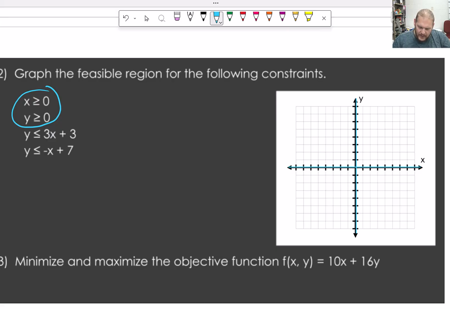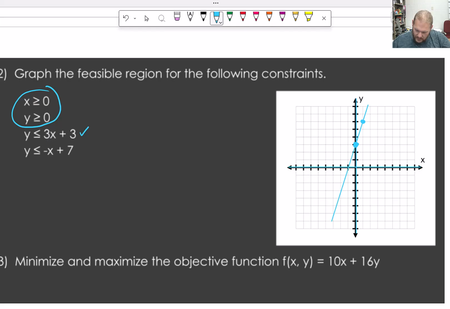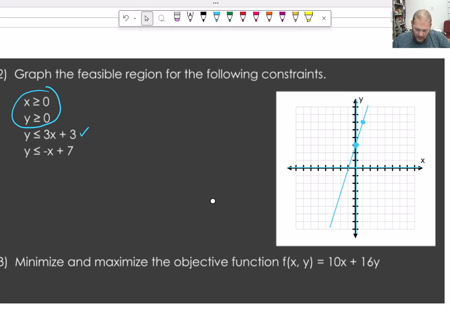My next equation here, this one is positive 3 for my y-intercept. 1, 2, 3 is that point right there. And then my slope is 3, so up 3 over 1. That's off the graph, so we're going to go right here. I can extend my line back the other way for myself. There we go. And then y is less than or equal to negative x plus 7.